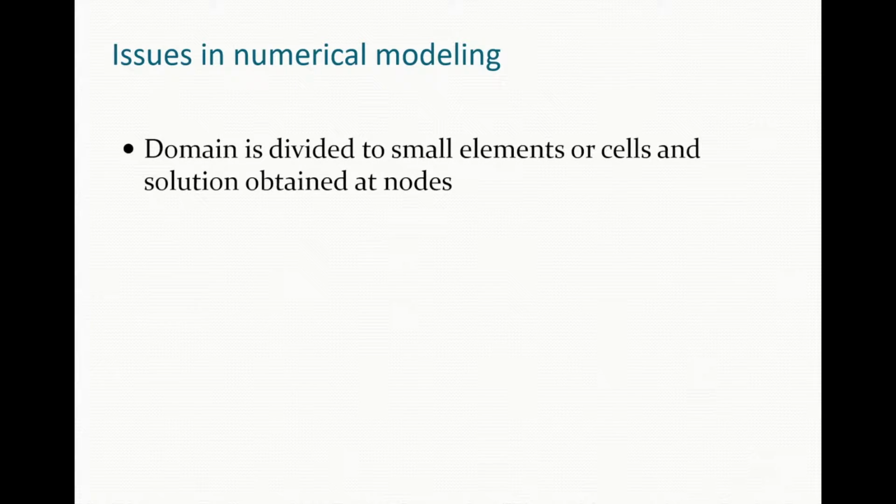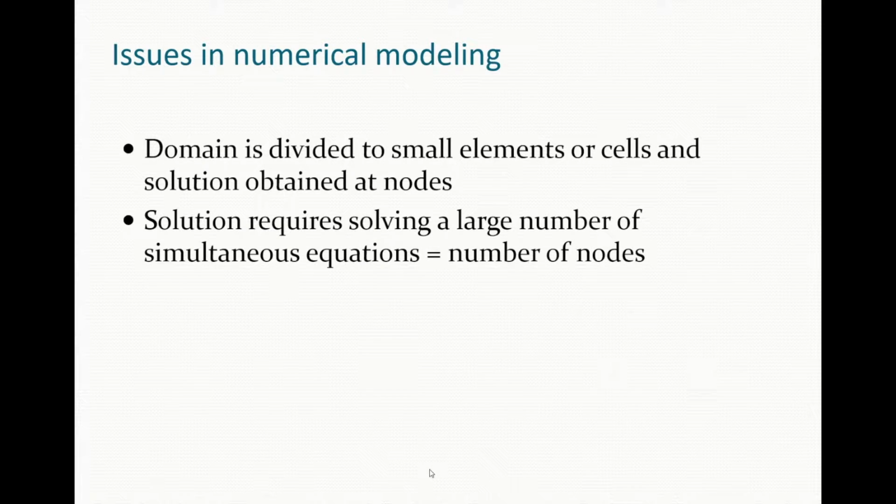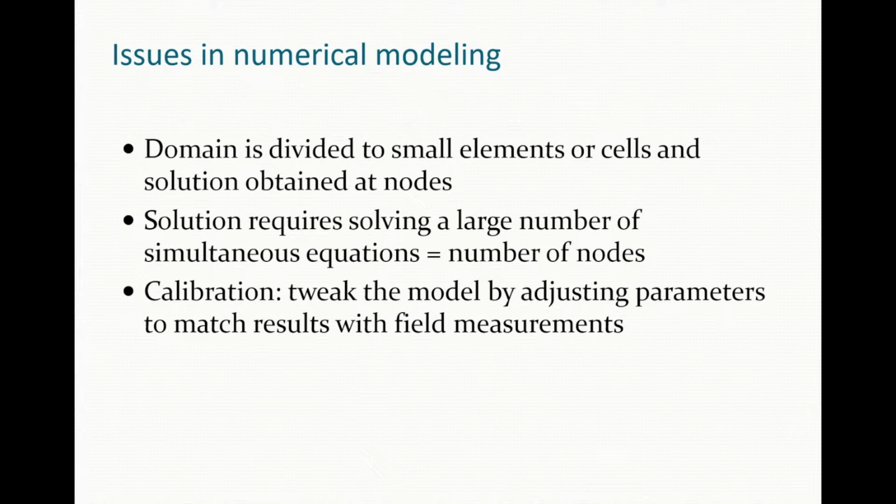So some important issues, as I showed before: the model area is divided into small elements or cells, and the solution is obtained at the nodes. The solution requires solving a large number of equations, as I mentioned before. Something important here is calibration, to estimate aquifer parameters that can give me the results at known points or locations. So you change the parameters by an iterative process to find the parameters that will match field data with your results.